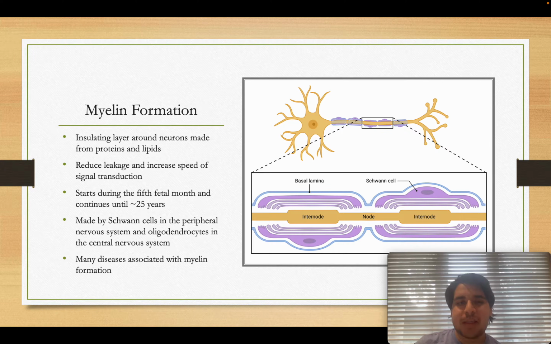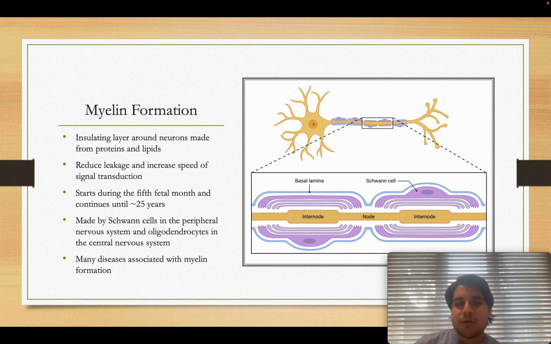If you don't know what myelin is, it is basically an insulating layer that forms around neurons, and this layer is typically made from proteins and lipids. It serves to reduce leakage and increase the speed of signal transduction. Actually, a fun fact is that myelin formation and demyelination are associated with many different disorders, and some studies have suggested that myelin could also play a part in intelligence in humans and other mammals.